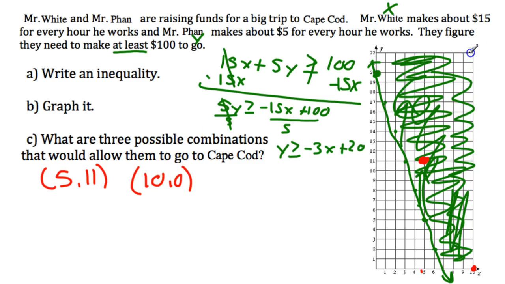Another point, I could choose all the way up over here too. That point is X is 10 and Y is 22. So that's 10, 22. So Mr. White works 10 hours, Mr. Fawn works 22 hours. Is this $100? No, it's a lot more, right? It can be at least $100. So it can be anything above that line. So that's why these can be a little tricky, because it's not just one solution, it can be an infinite amount of solutions. But everything above this line would be a good combination.